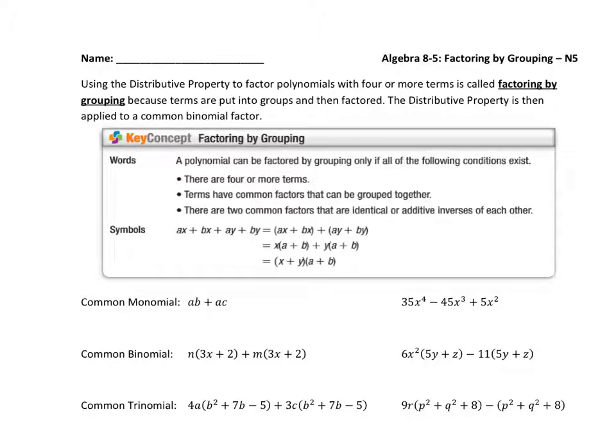A polynomial can be factored by grouping only if all the following conditions exist. There are 4 or more terms. Terms have common factors that can be grouped together, and there are 2 common factors that are identical or additive inverses of each other.